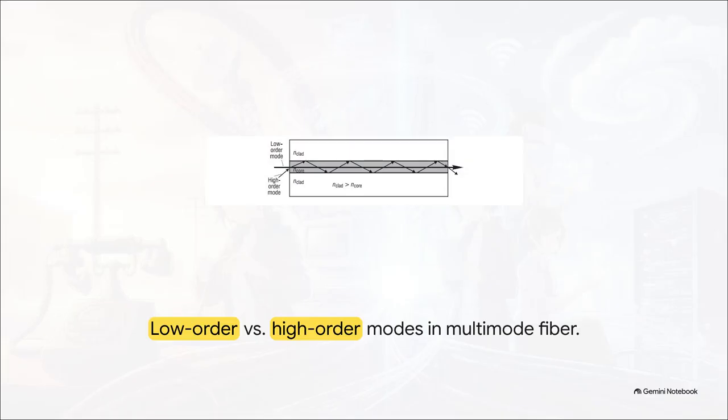First up is modal dispersion. This primarily happens in multimode fibers, which have slightly larger cores. Think of it kind of like a race. Some light rays travel straight down the center. We call those low-order modes. But other rays bounce along the edges of the core at steeper angles. Those are the high-order modes. Even if they enter the fiber at the exact same millisecond, the bouncing rays are physically traveling a much longer distance, so they arrive later. This causes the original pulse to just smear out by the time it reaches the finish line.